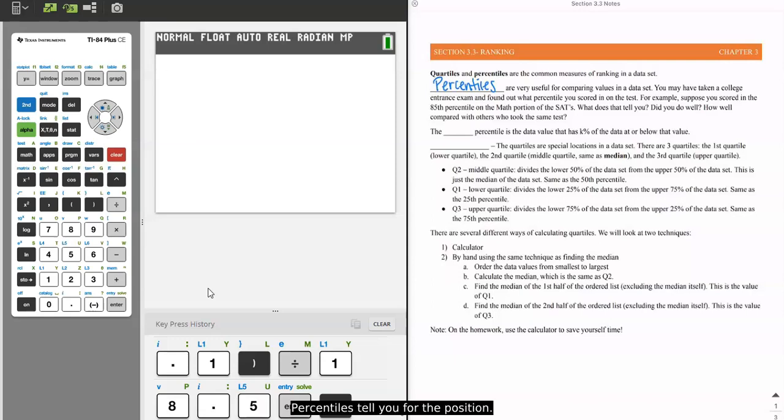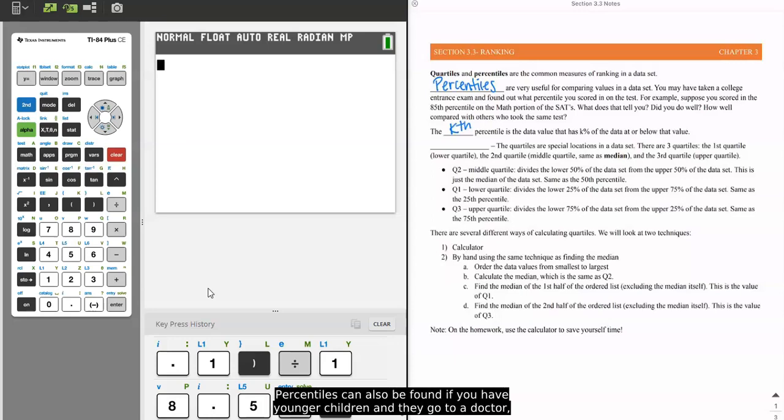So percentiles tell you sort of the position. So you did 85% better than everyone else. But it doesn't mean you got an 85. You could have gotten a 95. You could have gotten a 60. Whoever took that exam, you did 85% better than everyone else. So the K-th percentile is the data value that has K% of the data at or below that value.